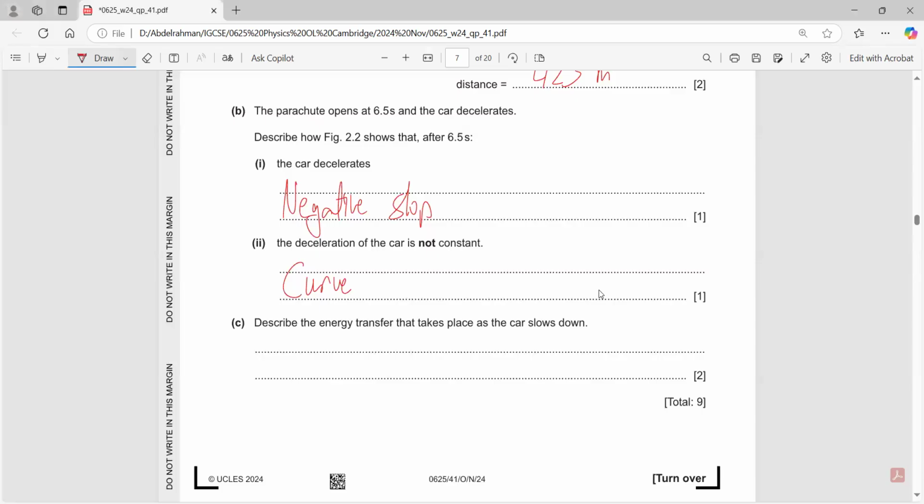Describe the energy transfer that takes place as the car slows down. Okay, this is easy. Initially, what was the energy stored in the car as it was moving? Kinetic. And then as it brakes, what happens? The kinetic is transferred to thermal energy. So basically, kinetic energy to thermal or heat energy. Thermal energy. Okay.